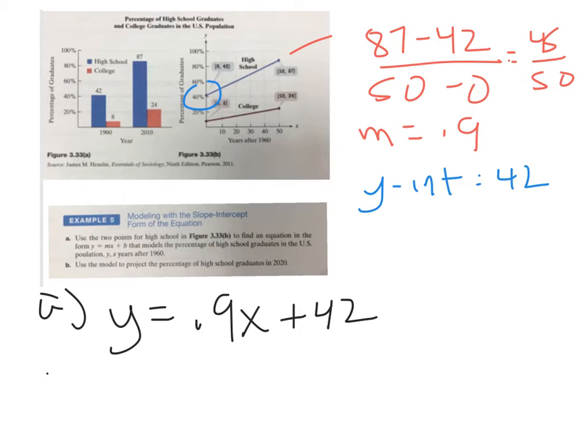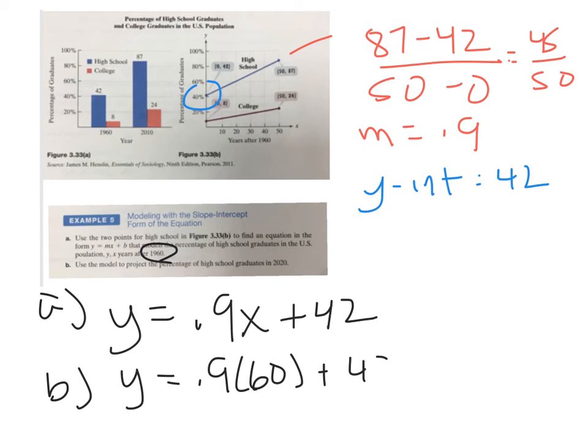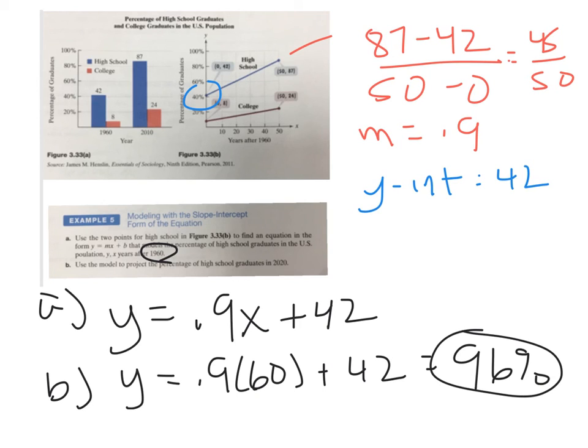Now, if I look at B, it says use this for the year 2020. So 2020 is 60 years past 1960, so my equation will be y equals 0.9, 60 goes in for the x, plus 42, and when I do the math in your calculator, you're going to end up with 96. So the percentage rate of high school graduates in 2020 will be 96%. And so that will be the answer to B.